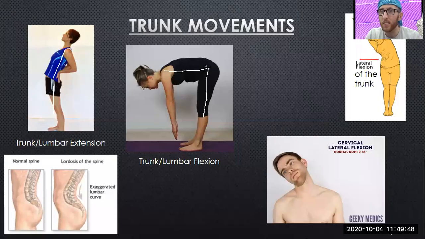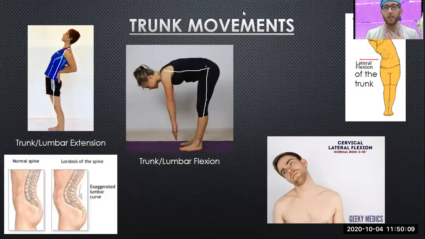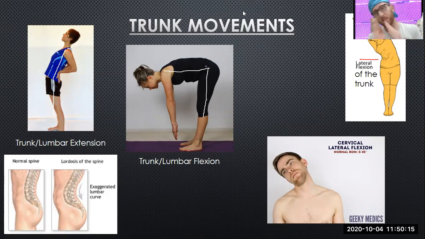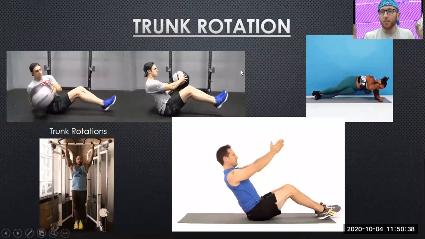But there's another picture on here that says lateral flexion. That's basically a side bend. So if you're doing a side bend, that's a lateral flexion of the trunk. Just like if you were to laterally flex your neck, you'd be bending your neck to one side. That's a lateral flexion. And you can also do trunk rotation.